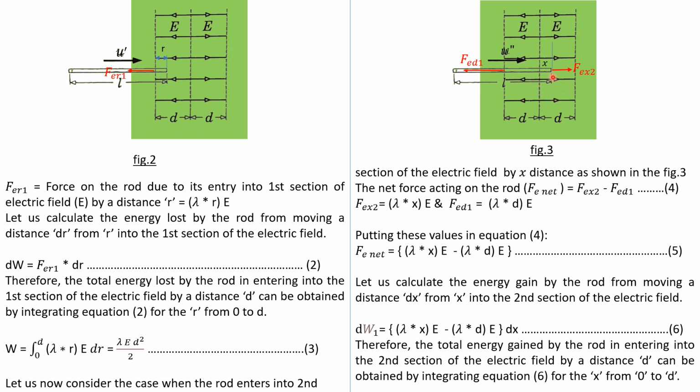So again, if we consider that now the rod has moved by an infinitesimally small distance dx towards the right in the second section, what will be the work done in this case? So work done will be net force into dx.